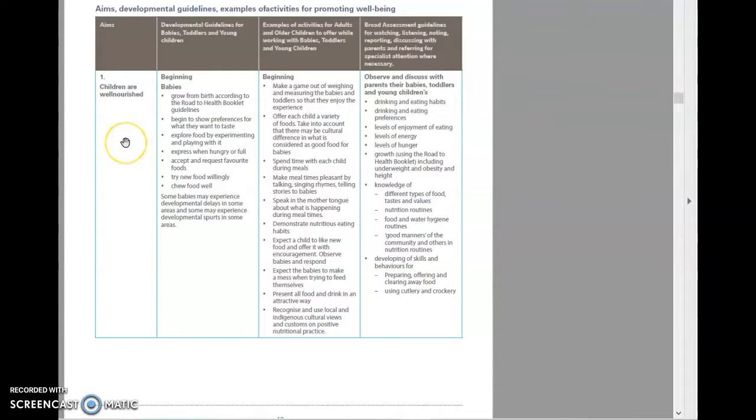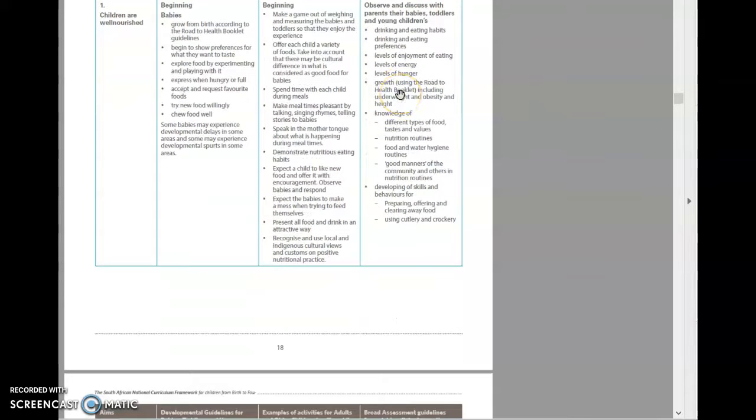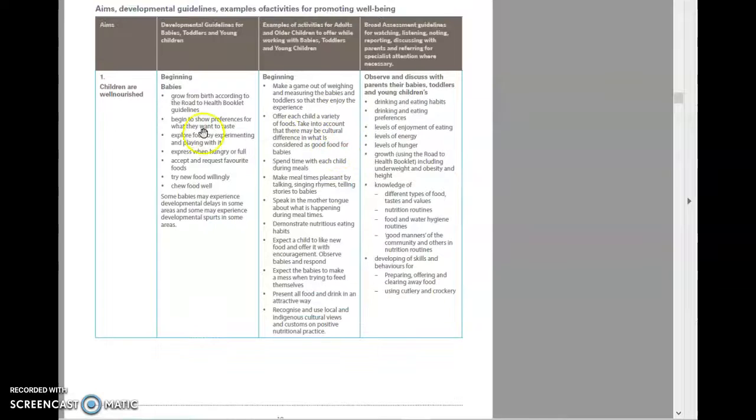Okay, let's take our time to understand these columns. Aims, developmental guidelines, example of activities, and assessment guidelines. These are all on this page. I am on page 18, you might be on page 19. So we start with the first aim, children are well nourished. In this second column is listed the developmental guidelines for babies, toddlers and young children. But for this part, it's just for babies, beginning. So these are the developmental guidelines for babies.